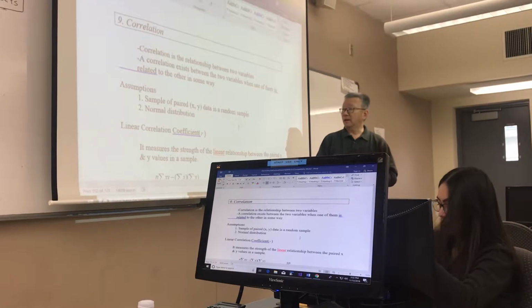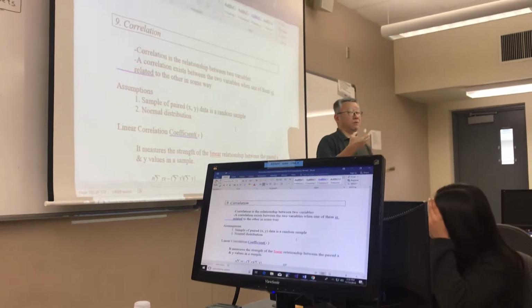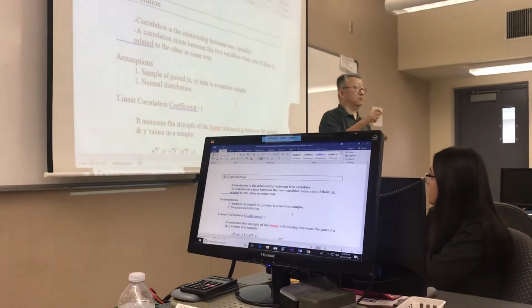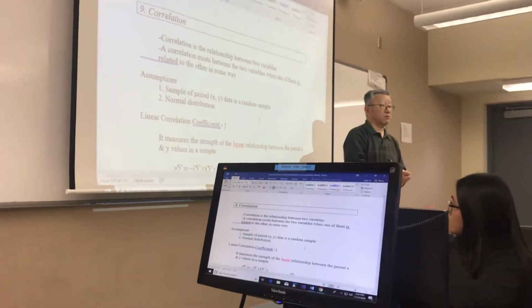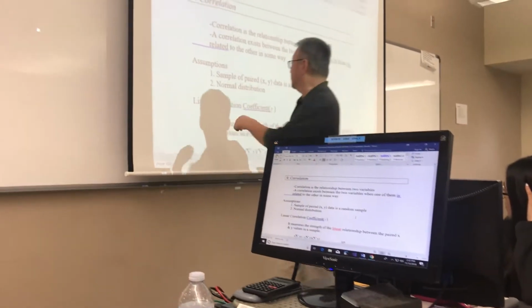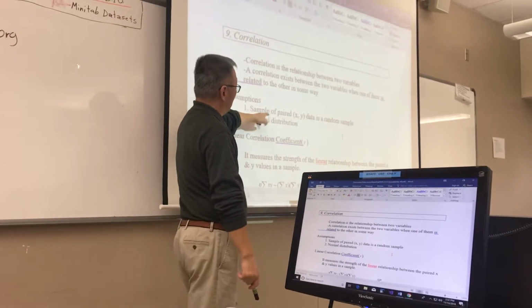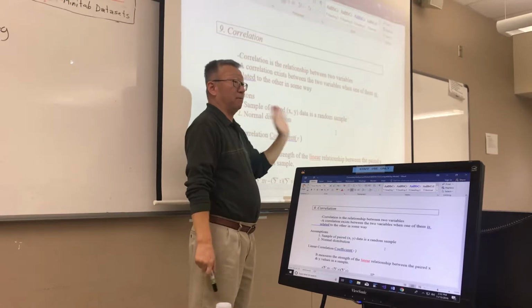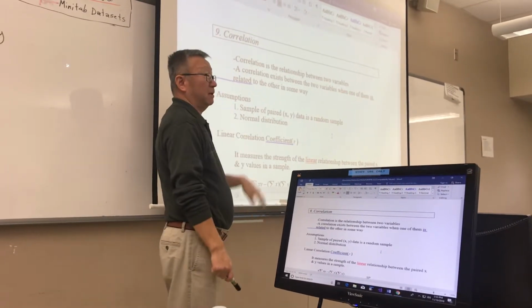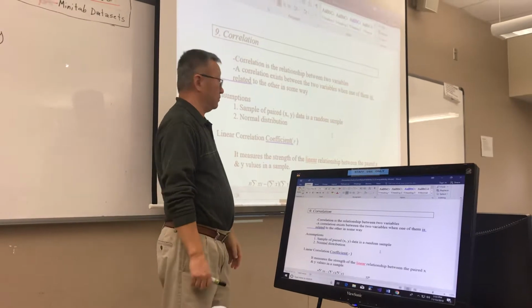Okay? And what we're going to do now is quantify that relationship using what we call the linear correlation coefficient. But the assumption here is that the sample of paired data is a random sample, and that it has come from normally distributed populations.